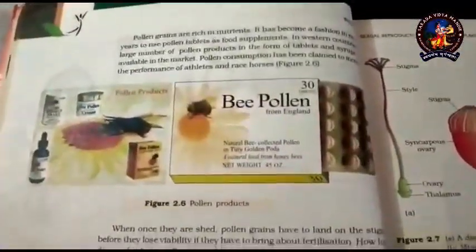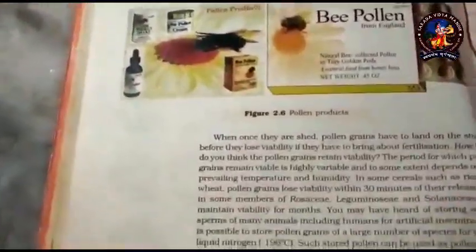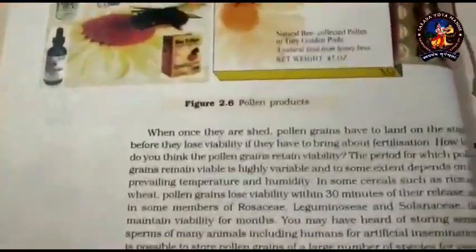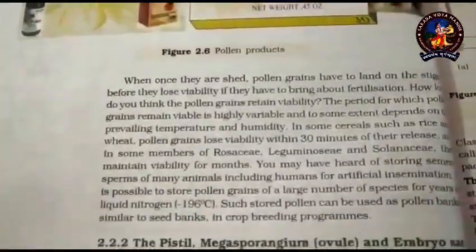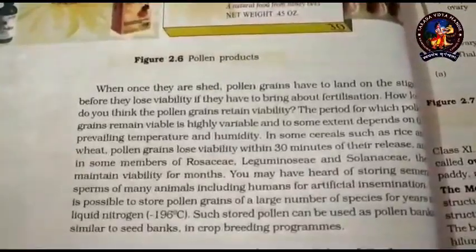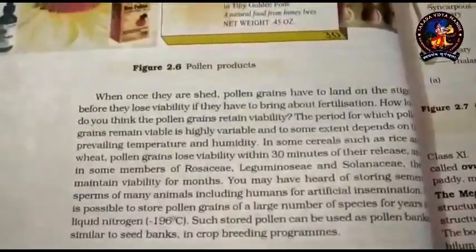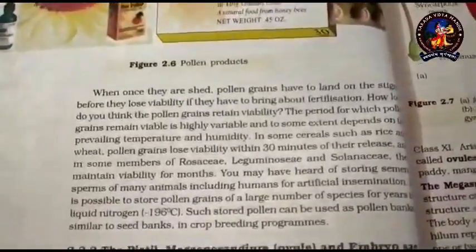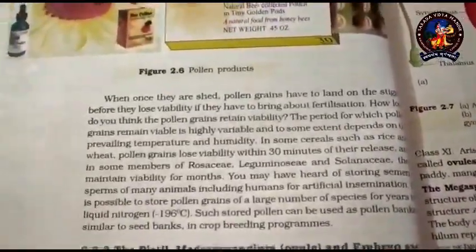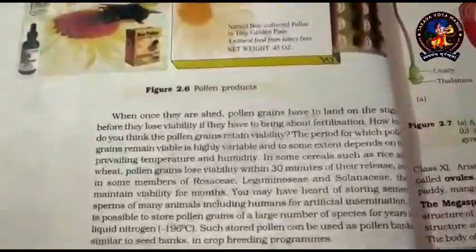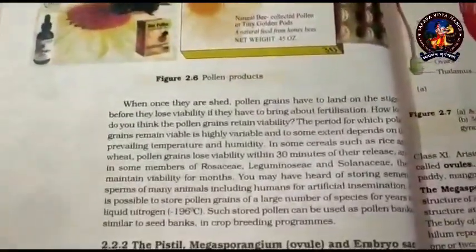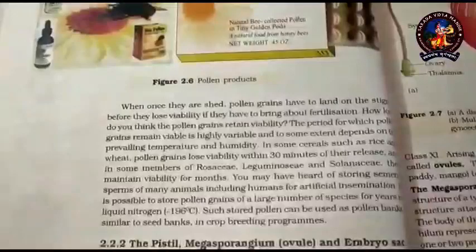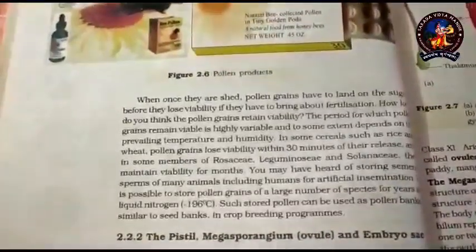In some cases, like wheat and rice, pollen grains are viable for just 30 minutes, whereas in plants like pansy, or plants which belong to the Rosaceae family, they are viable for months. So these pollen grains, since they are important for the process of pollination, resulting in the formation of seeds for the next generation, can be stored.